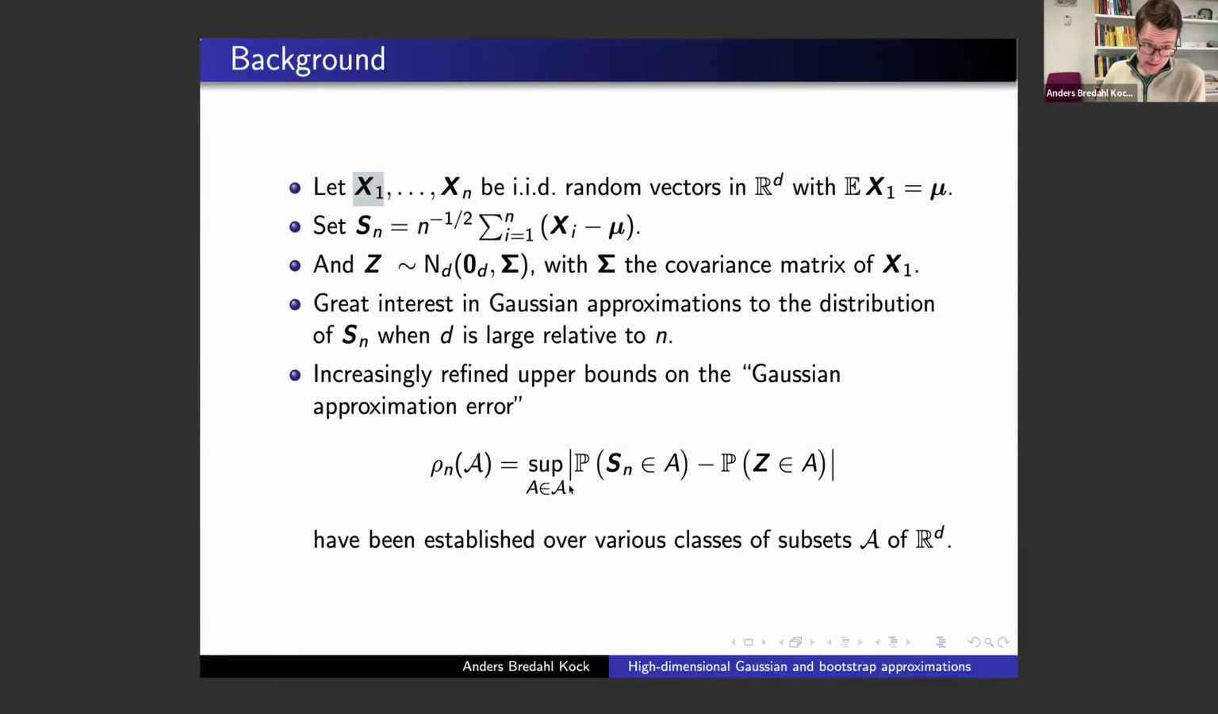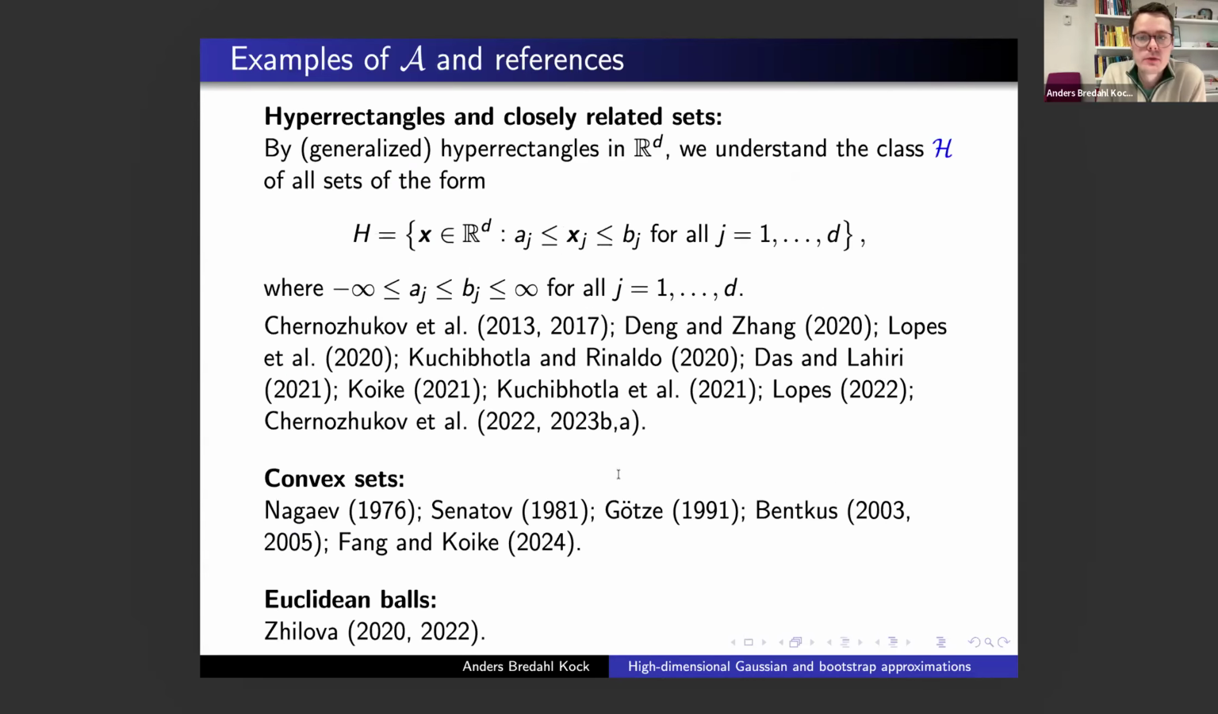Now, one thing I said that this Gaussian approximation depends on is the class of sets A. A particular class of sets that has received lots of attention is the class of hyperrectangles, which I denote here by calligraphic H, which are simply products of intervals in R. So for each coordinate j, it lies in the interval from aj up to bj.